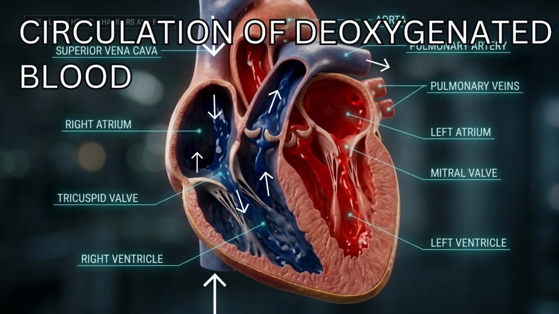Circulation of deoxygenated blood. The deoxygenated blood from the head, neck, and arms is returned to the right atrium by the superior vena cava. The deoxygenated blood from the lower body parts is brought back by the inferior vena cava. When the right atrium contracts, the blood flows into the right ventricle through the tricuspid valve. When the right ventricle contracts, the blood pressure closes the tricuspid valve. This prevents the backward flow of blood into the atrium.